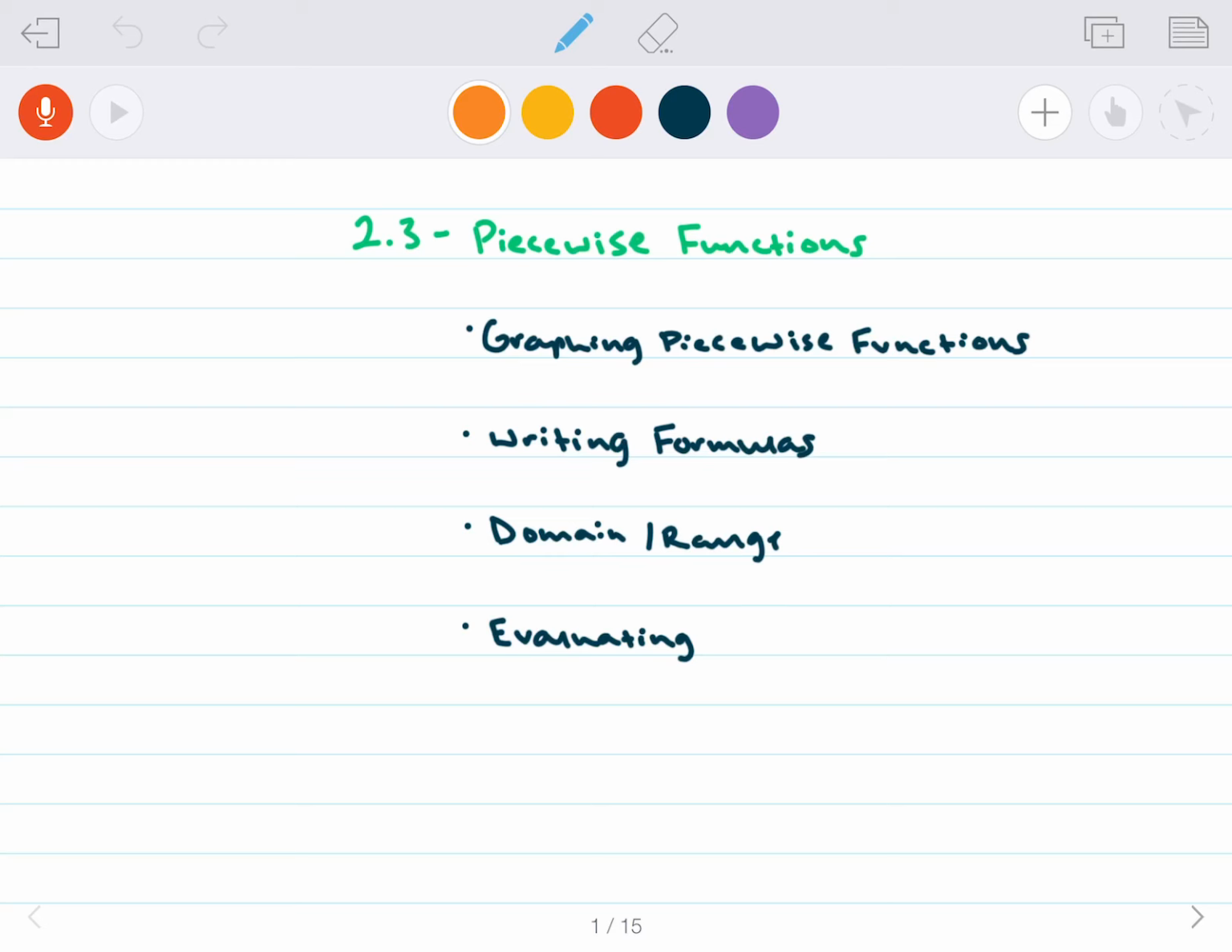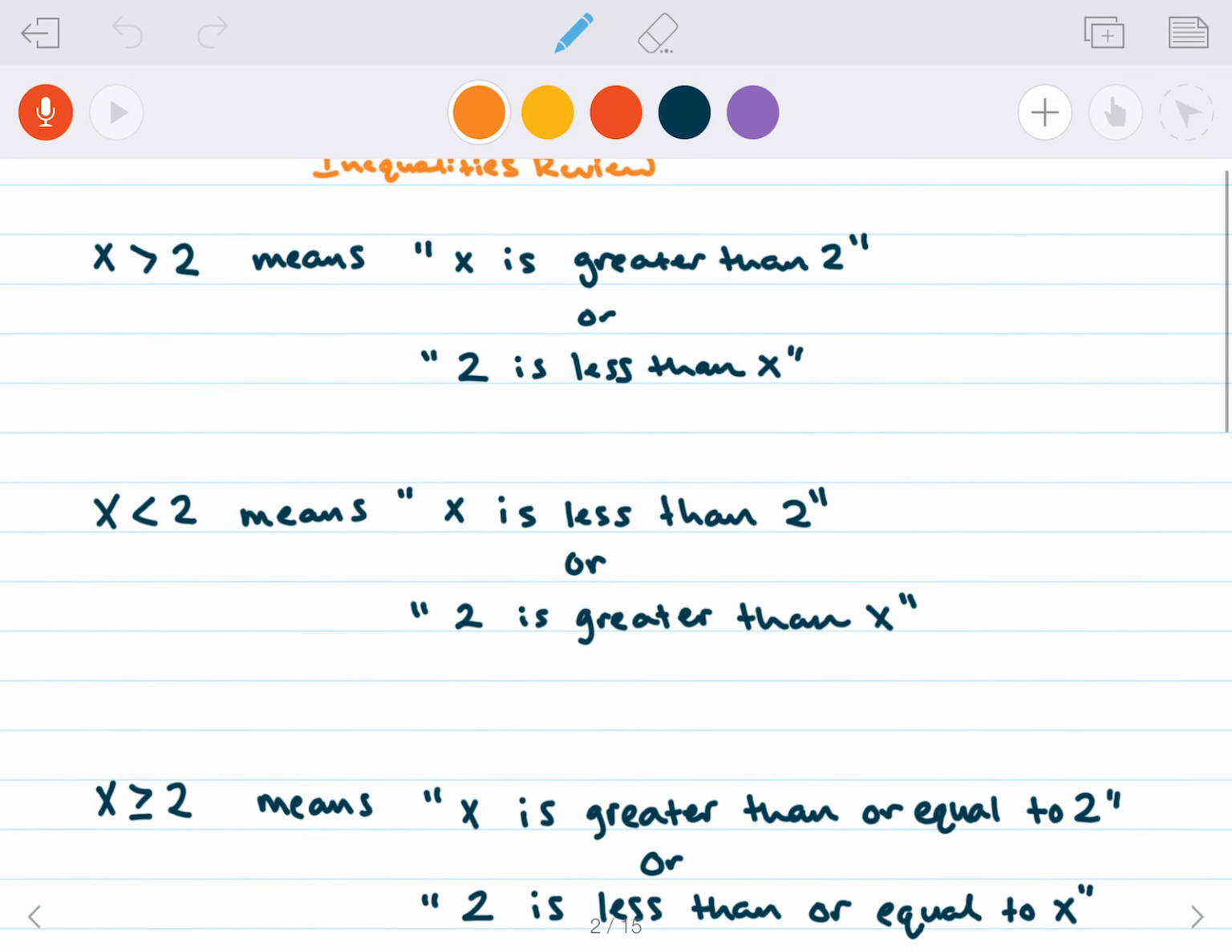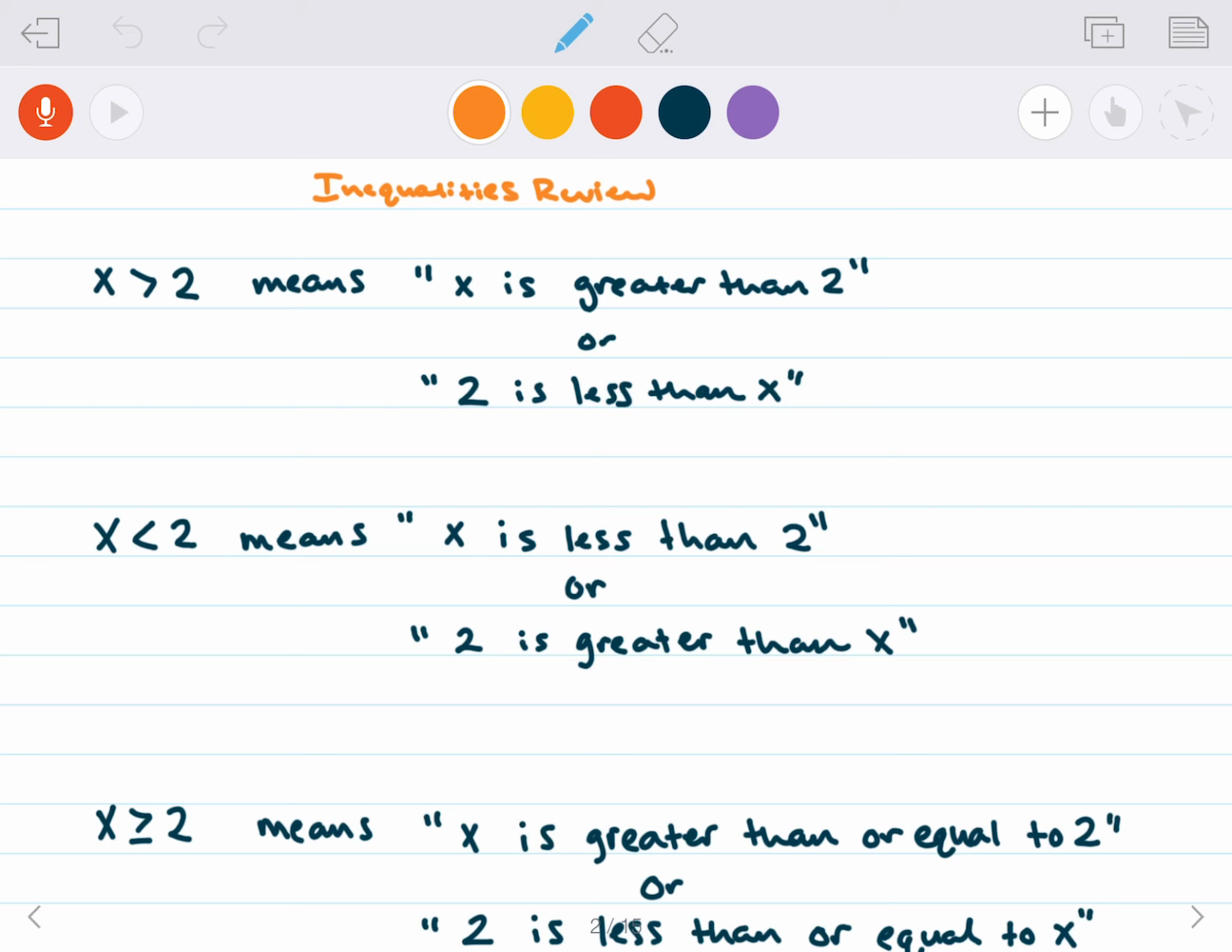Hey guys, in this video we're going to talk about Chapter 2, Section 3, Piecewise Functions. So before we get into what we're actually learning this week, I want to do a little bit of a review with you guys. So the first thing I want to talk about are inequalities.